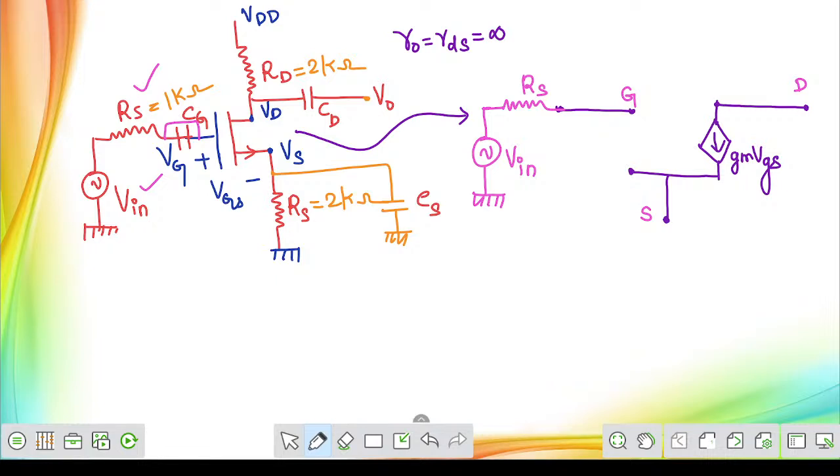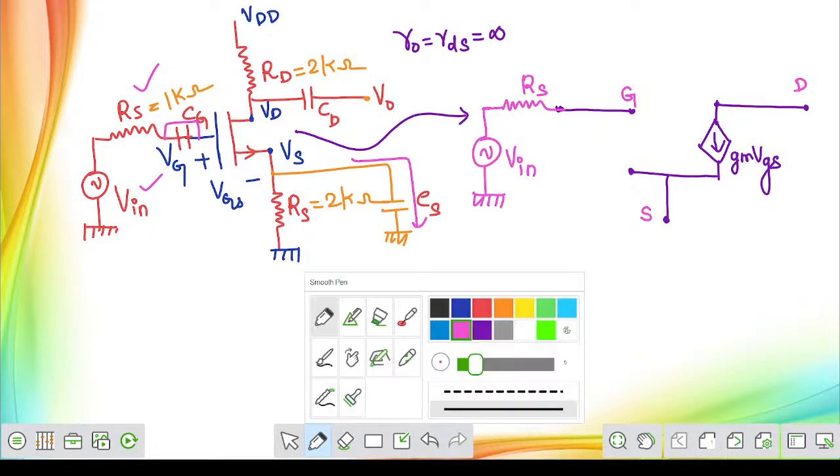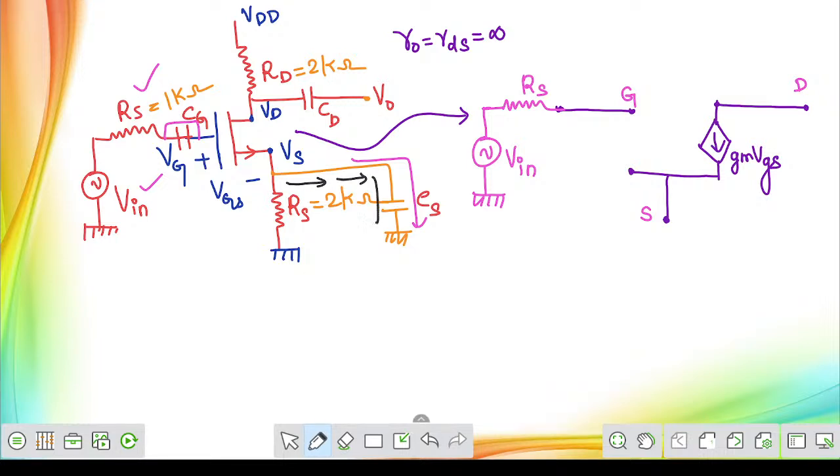After that, the next step is the source terminal. Let us focus on it. On the source terminal, there is a capacitor, and that capacitor will be short circuited. If the capacitor is short circuited, then current will always choose the low resistance path. Entire current will be diverted through the short circuit. So this RS is useless now. Whenever a bypass capacitor is connected across the source resistor, it is not possible for us to consider the effect of the source resistor when performing AC analysis. Remember that. In DC analysis, capacitors will be open circuited.